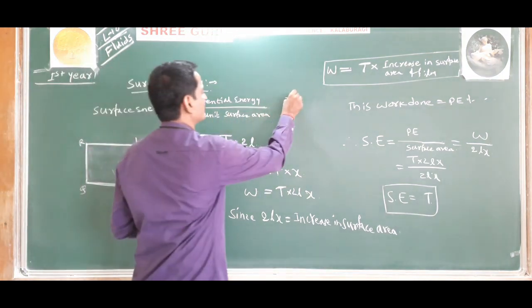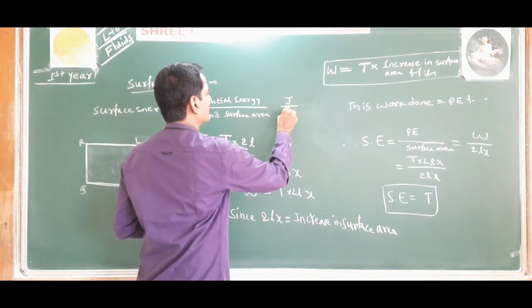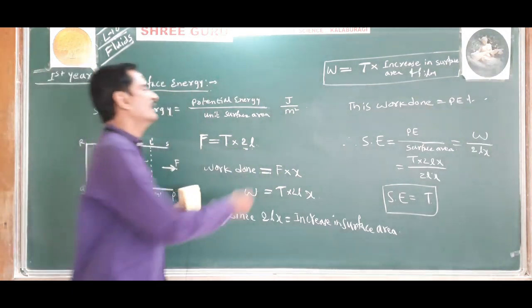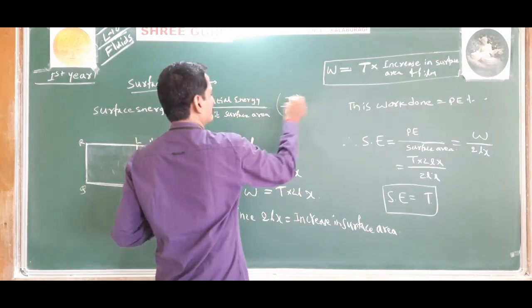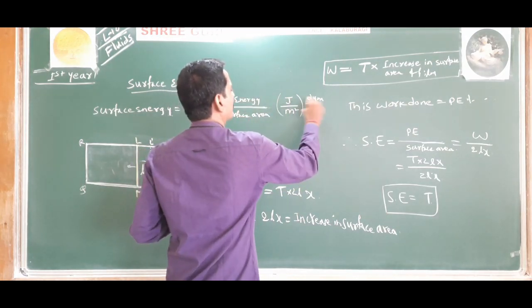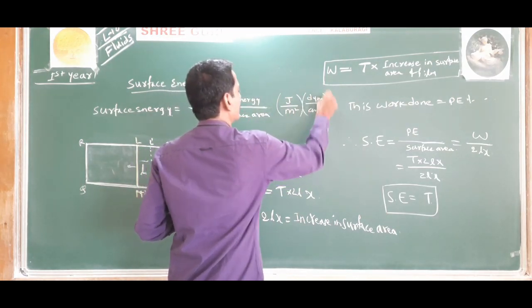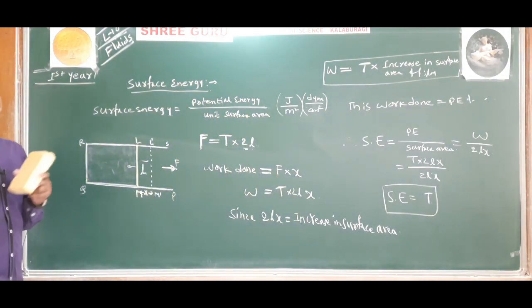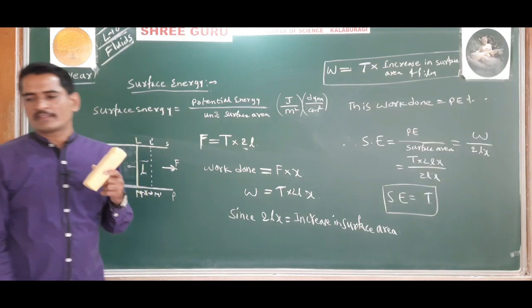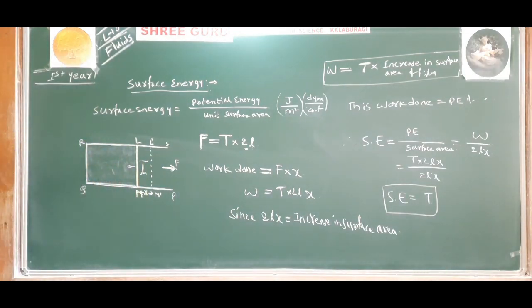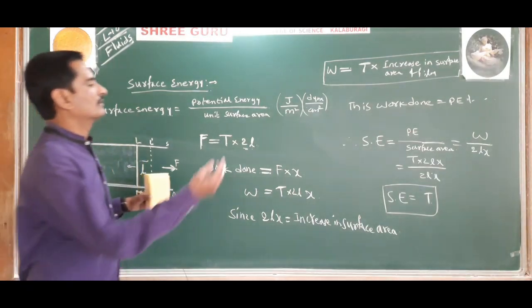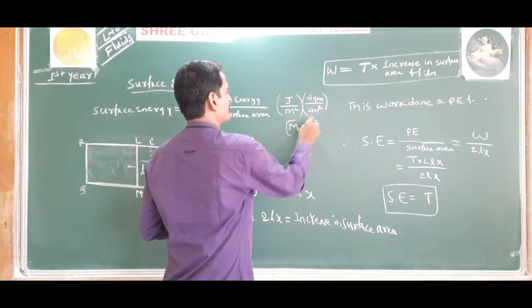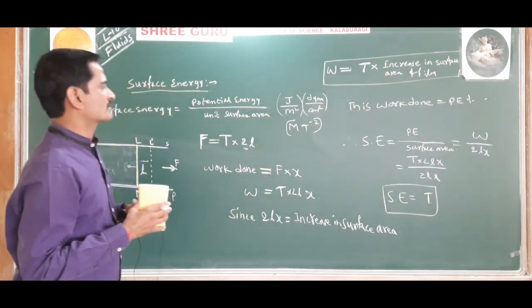The SI unit of surface energy is joule per meter square, and the CGS unit of surface energy is dyne per centimeter square. It is a scalar quantity. You can also write the dimension. The dimension will be M T raised to minus 2.